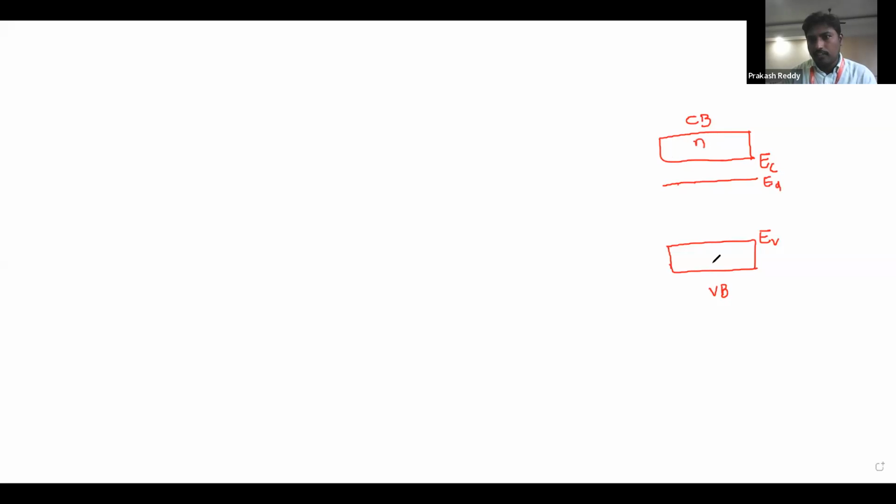Electrons are available in the conduction band and holes, P, are available in the valency band. ED is the donor energy level. In an N-type semiconductor, the number of electrons is greater than the number of holes. That's why the Fermi level also does not lie in the middle between the bottom of the conduction band and the top of the valency band. It is shifted near to the conduction band.